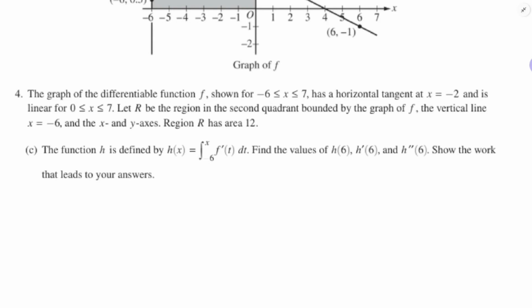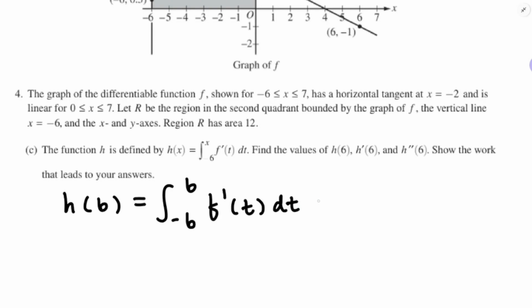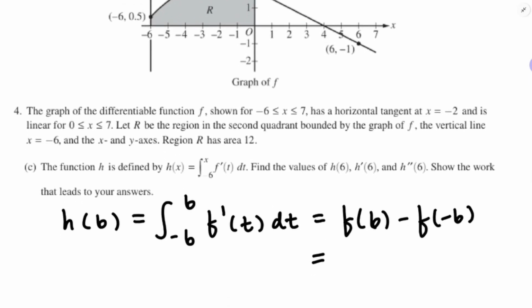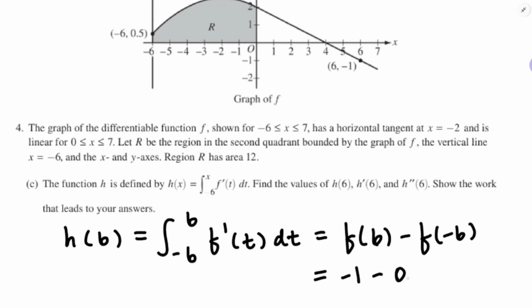Okay, so h of 6, I'm going to start with that. h of 6 equals the integral from -6 to 6 of f prime of t dt. This is an integral we're going to want to take with the fundamental theorem, right? This is going to be f of 6 minus f of -6, which is going to be equal to, okay, f of 6 is -1, that's why they put that on the graph, minus f of -6 is 0.5. Okay, I was kind of wondering about that.